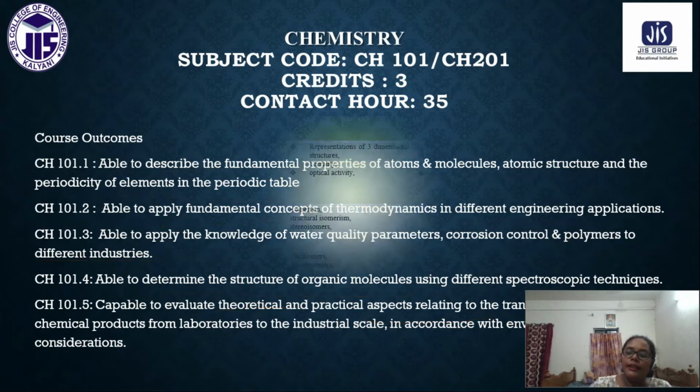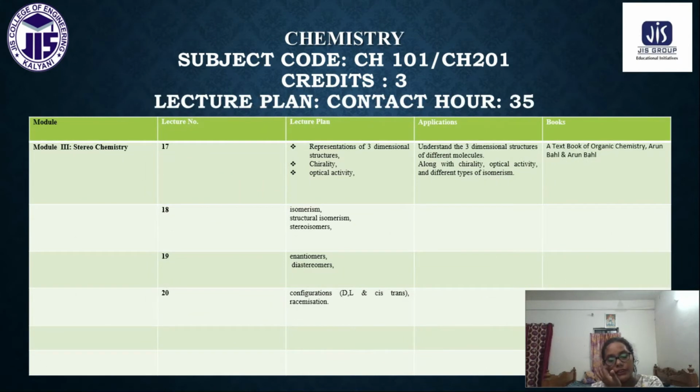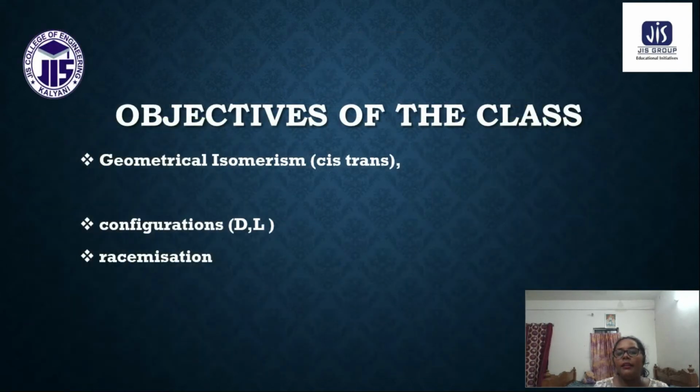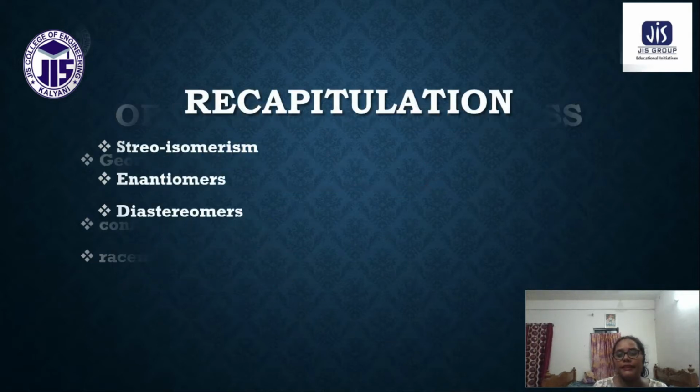Next, this is the lecture plan for stereochemistry, and these are some of the objectives of today's class. Today we will discuss geometrical isomerism, the configuration isomerism or geometrical isomerism, that is DL, and racemization. These are some of the objectives that we will discuss today.